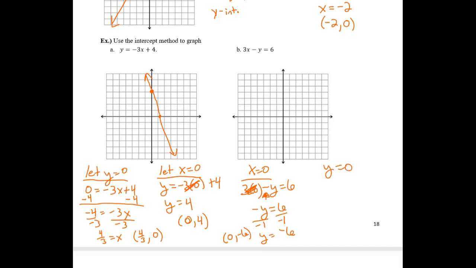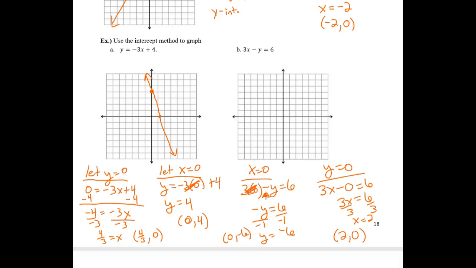And vice versa, plugging in y equals 0. I have 3x minus 0 equals 6. When I subtract 0, I'm left with what I started with. And then divide to get x alone. So x equals 2. Again, ordered pairs go x, y. So x was 2. I plugged in 0 for y. Those are nice points to graph.